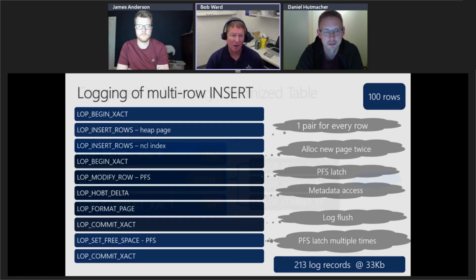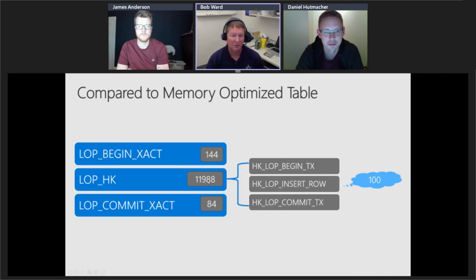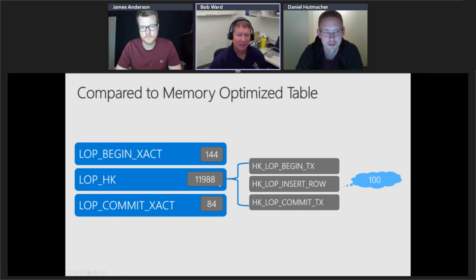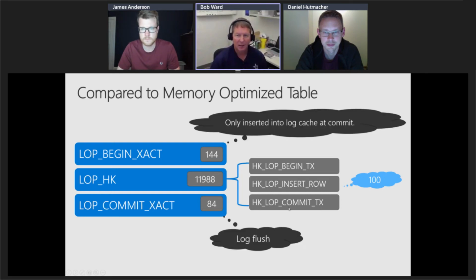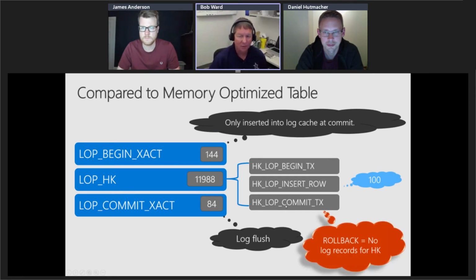So the same type of logging has these 3 records, and that's it. And notice it's about a third of the size. Now, we created this new log record type called LOP_HK, and if you want to break that out, there's a DMV, different than fn_dblog, that you can use to show what's behind the scenes of this LOP_HK. In this case, there's a begin, commit, and then 100 inserts. And remember, we only even go into log cache at commit time, and then we also flush it at the same time as well. And there's no rollback.